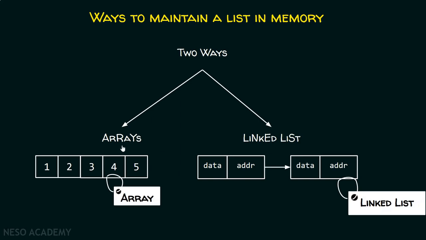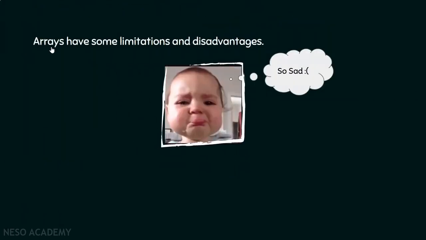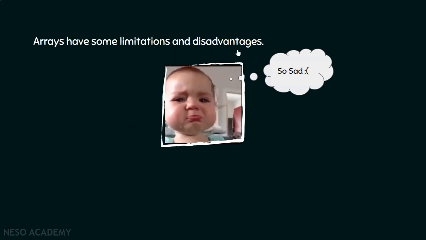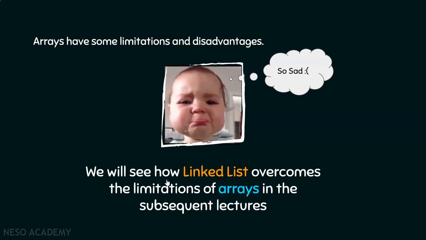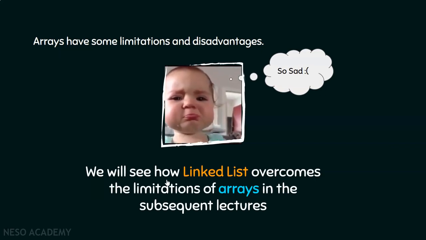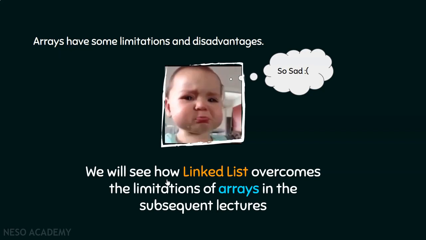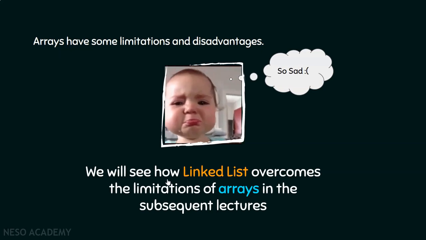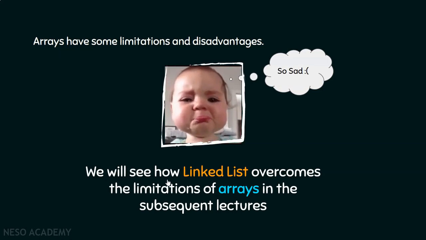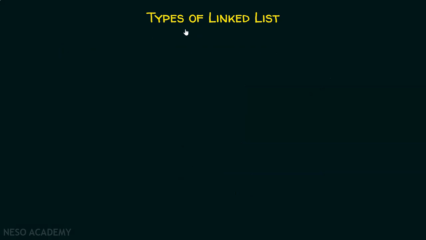Now in this presentation and in the subsequent presentation, we will deal with how to maintain a list using linked list. Arrays have some limitations and disadvantages, and there is no doubt about it. This is very sad. But we will see how linked list overcomes the limitations and disadvantages of arrays. We will see what are the disadvantages and limitations of arrays, and we will see how linked list overcome those limitations and disadvantages in the subsequent lectures. But for now, we will see what are the different types of linked lists we are available with.